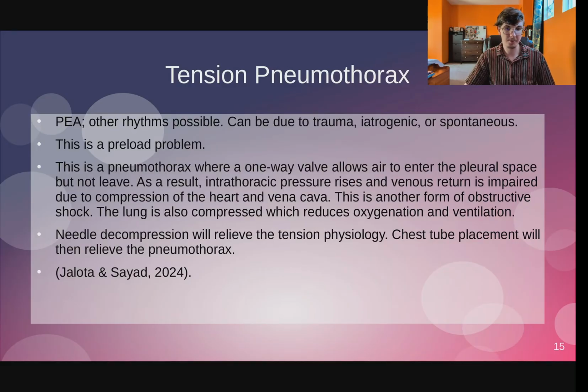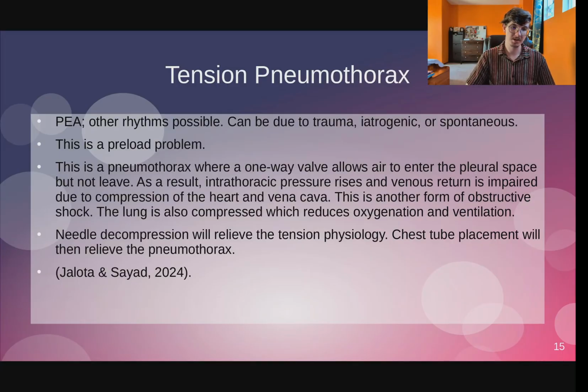As I said before, this is another form of obstructive shock. The lung is also compressed, which reduces oxygenation and ventilation as well. So think about this one. We were just talking about the tamponade with that pericardial sac that is compressing the heart. In this case, what's happening is the intrathoracic pressure and compression of the mediastinum is what's compressing the heart. But the end result is basically the same. It's just a mechanism that's a little different, but end result's the same.